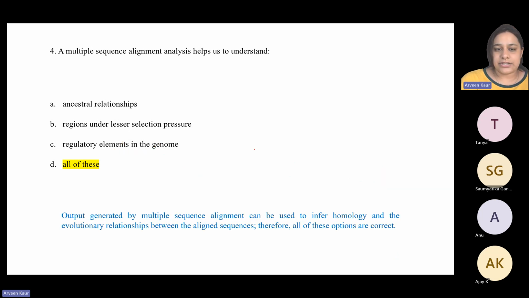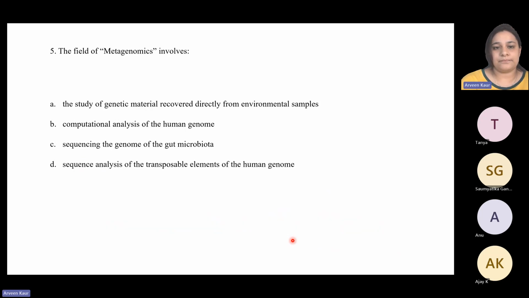So the answer naturally is all of these. The output that is generated by multiple sequence alignment can be used to infer homology and evolutionary relationships between the aligned sequences. Therefore, all of these options will be correct. Okay. For the fifth one, they ask, the field of metagenomics involves which one of the following. So this is a little tricky. Please go through the options.